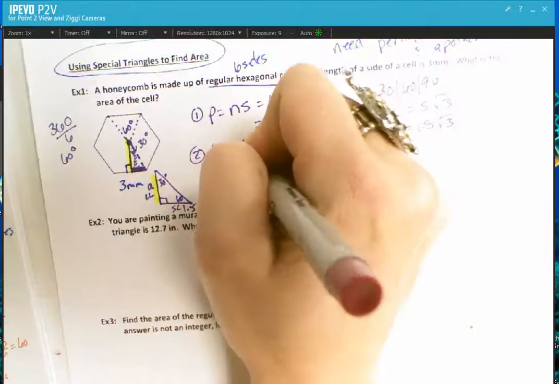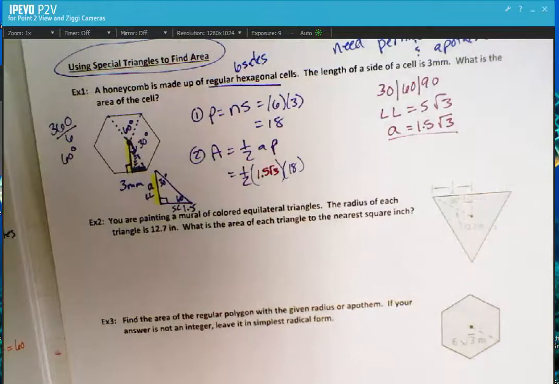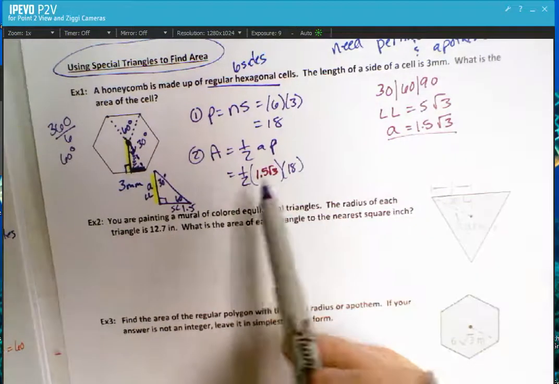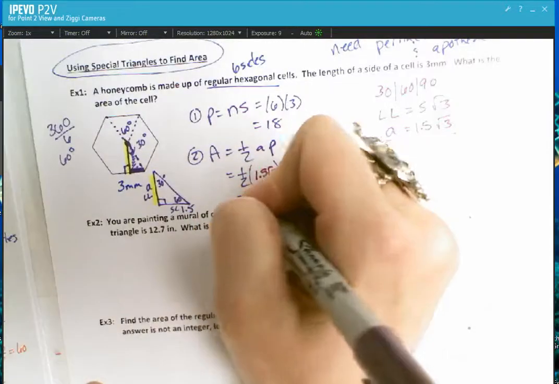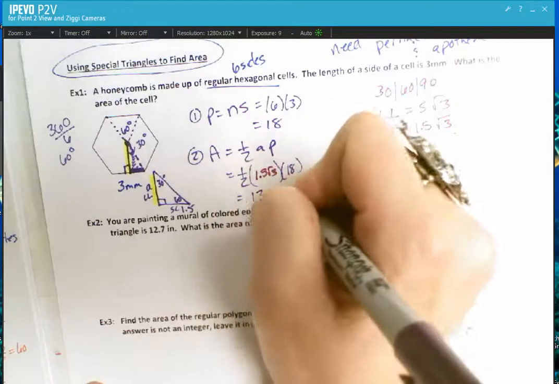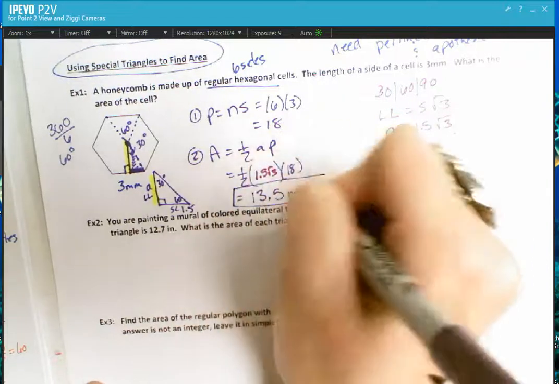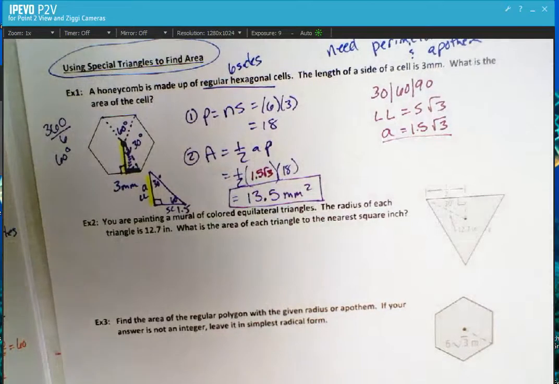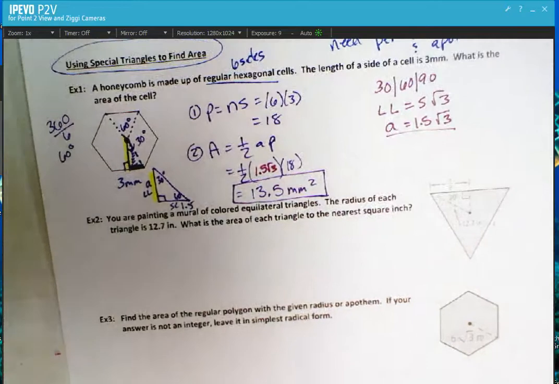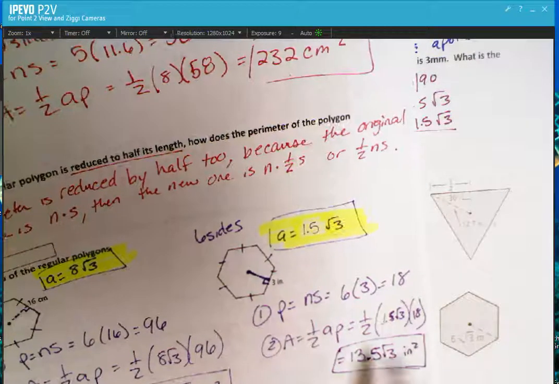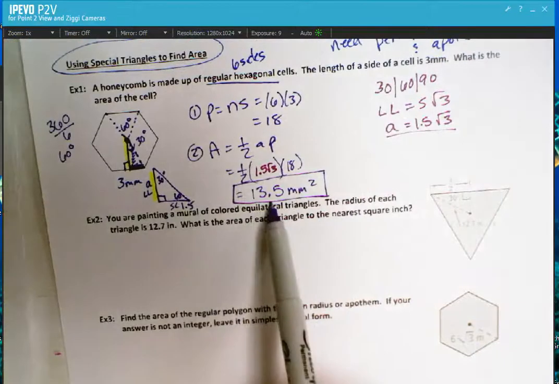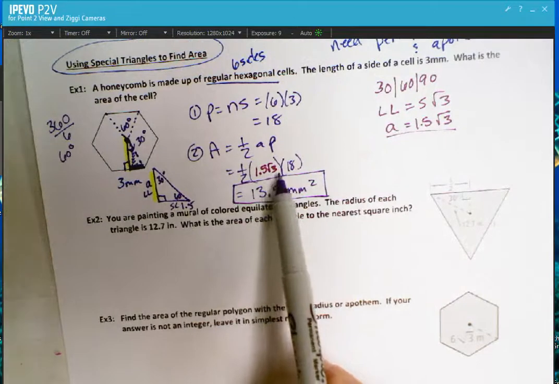So I'm going to substitute 1.5 rad 3 into the area formula. And that means half of 18, which is 9. 9 times 1.5 is equal to 13.5 millimeters squared for my area. So if we go back to your practice problem, that's really what we got on that as well. Because in that case, we were given the apothem of 1.5 rad 3, and we found the area of 13.5. So here we worked backwards and figured out the area. We had to figure out the apothem that was given earlier.